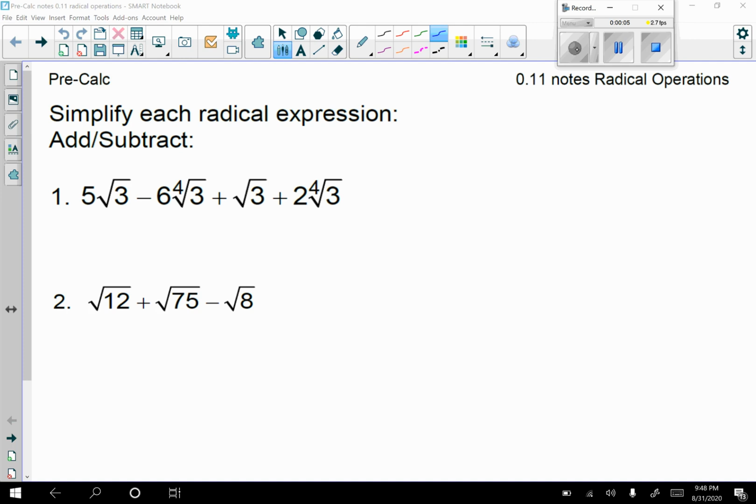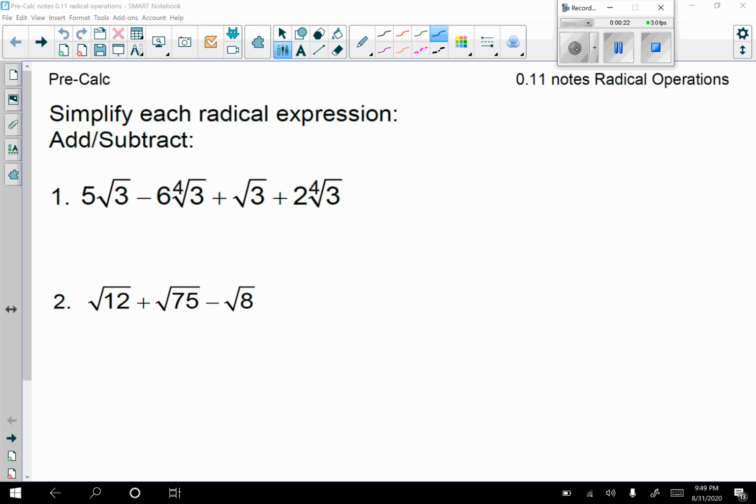We've made it to pre-calculus. This is the last notes in chapter 0, so we are at 011. 010 didn't have anything new with it, just review of 8 and 9 and more problems with those exponents and rational exponents. We're going to look at radical operations here.